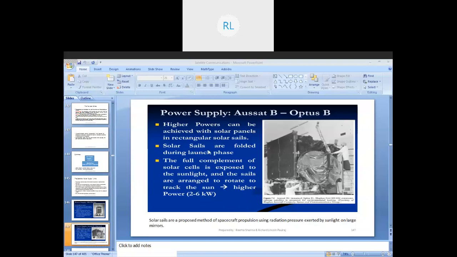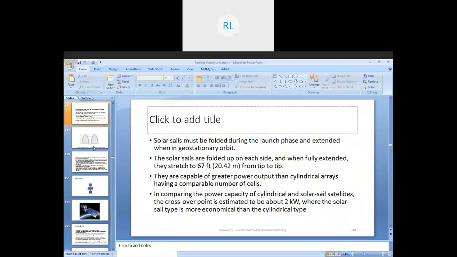It's normally rectangular or square in shape, where I get maximum exposure of sunlight when the light falls on it. Higher powers can be achieved with solar panels in rectangular solar cells. Solar cells are folded during the launch phase. So when we are launching it, it is just like the wings of a bird. It can actually open up and it can accept the sun rays whenever needed.